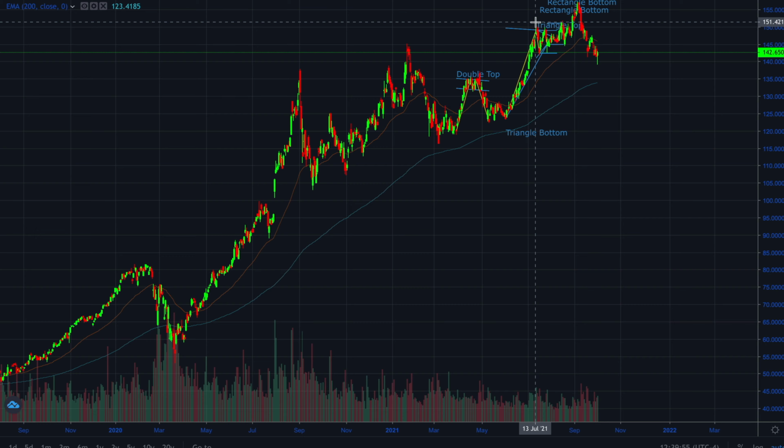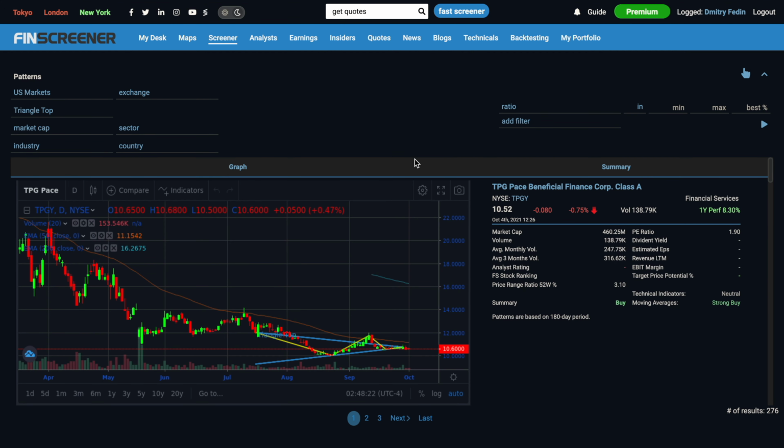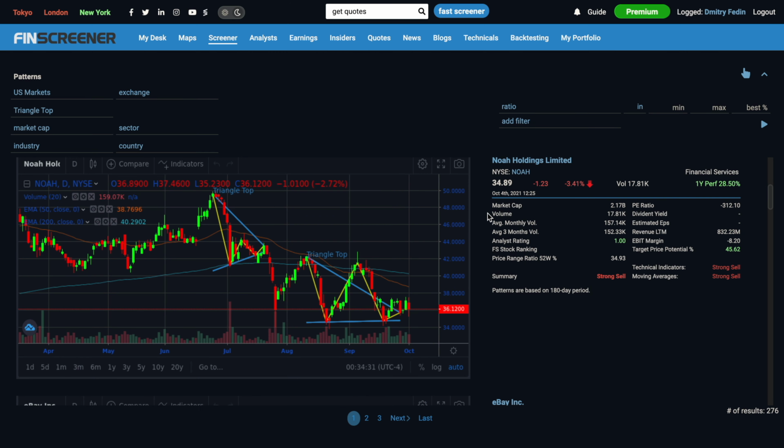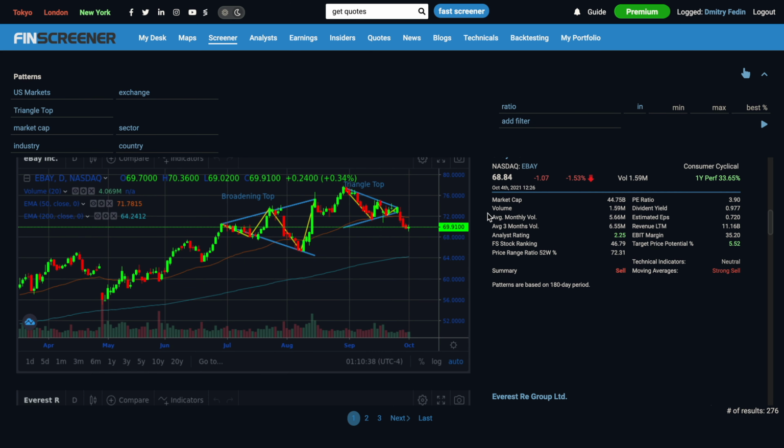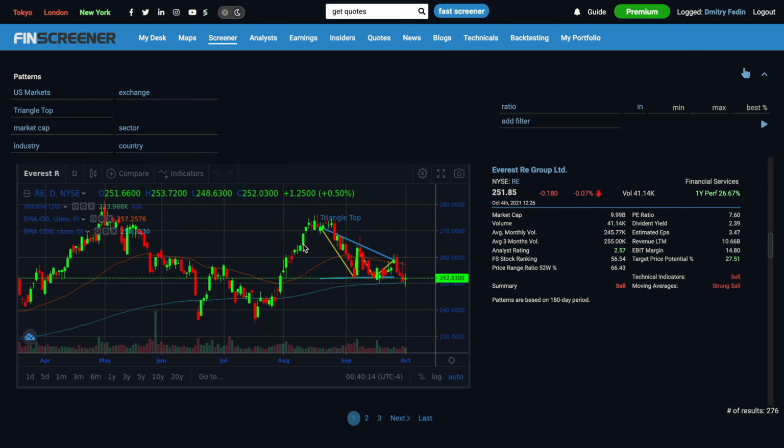And the last one is Triangle Top, or Descending Triangle. The descending triangle is a bearish formation that usually forms during a downtrend as a continuation pattern. There are instances when descending triangles form as reversal patterns at the end of an uptrend, but they are typically continuation patterns. Regardless of where they form, descending triangles are bearish patterns that indicate distribution.